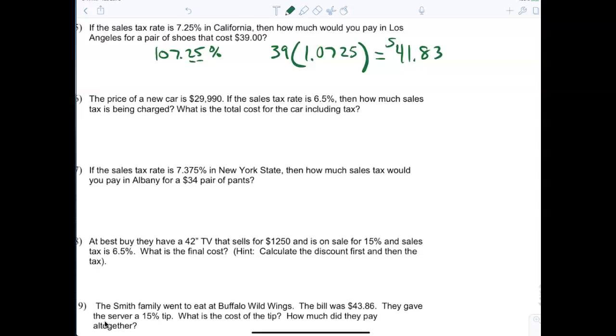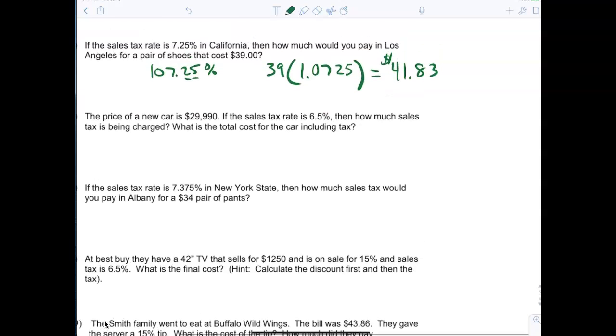Does anybody else agree 4183? Yes. Everybody okay with 4183? What? Come on. Don't get a grimace on your face. Just multiply 39 times 1.0725. What? I'm confused how you got 1.7. You didn't hear me talk about percentages.